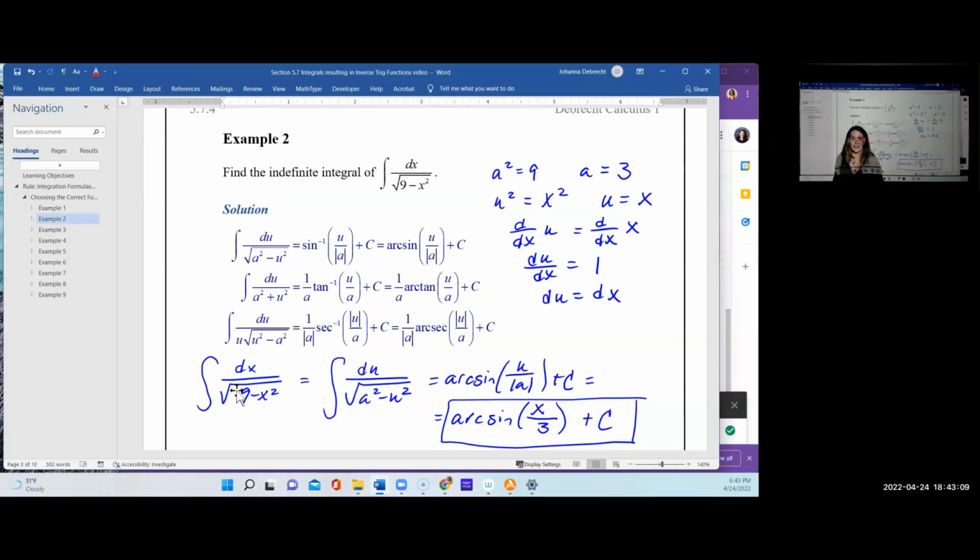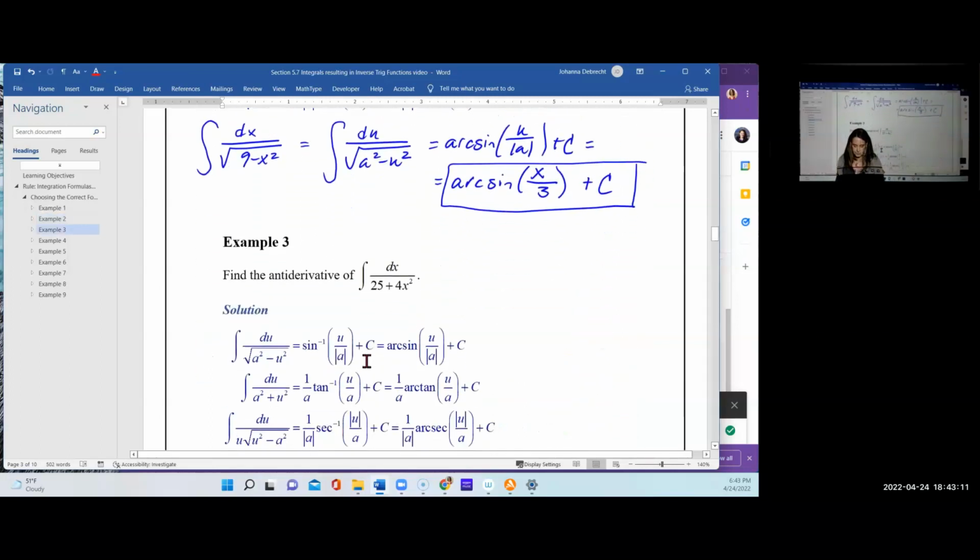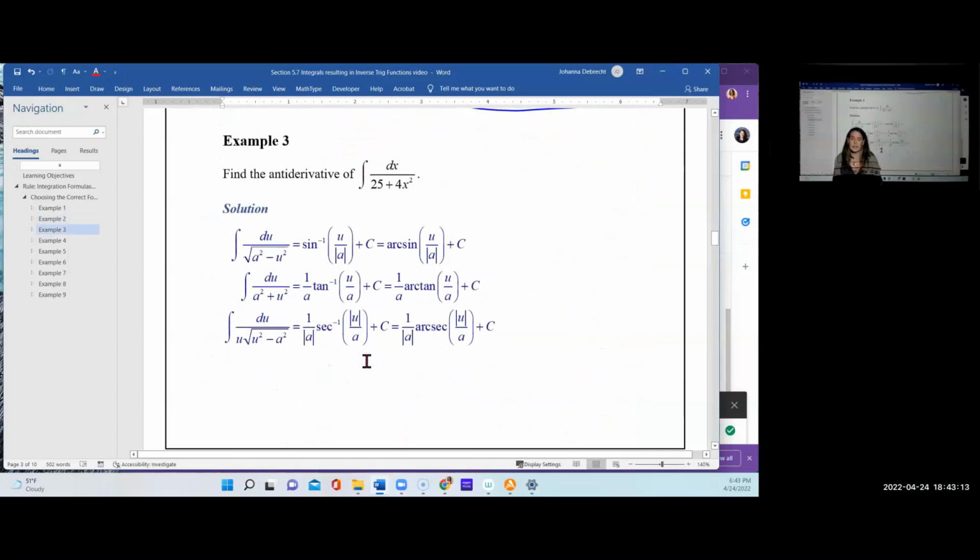Let's now take a look at example 3. In example 3, we see something that we haven't seen before. In this particular integral, we do not have a radical, and instead of a difference, we have a sum. That's a dead giveaway that it's not arcsine and not arcsecant. It's got to be arctangent.